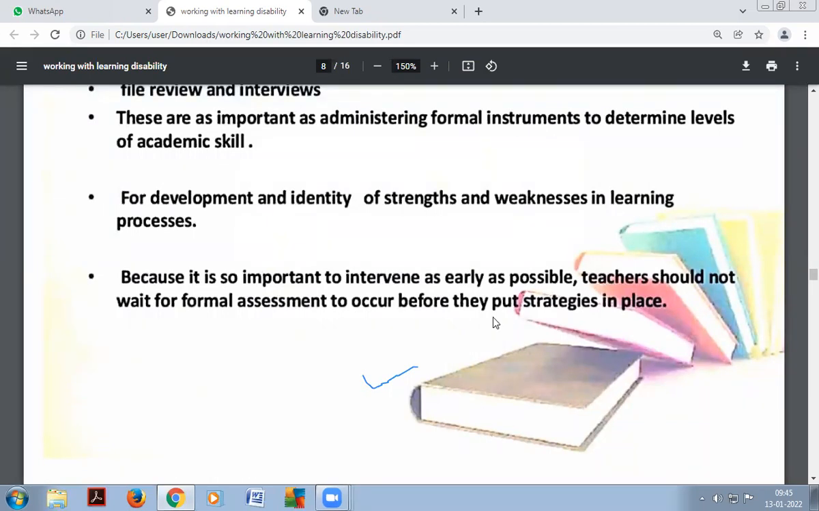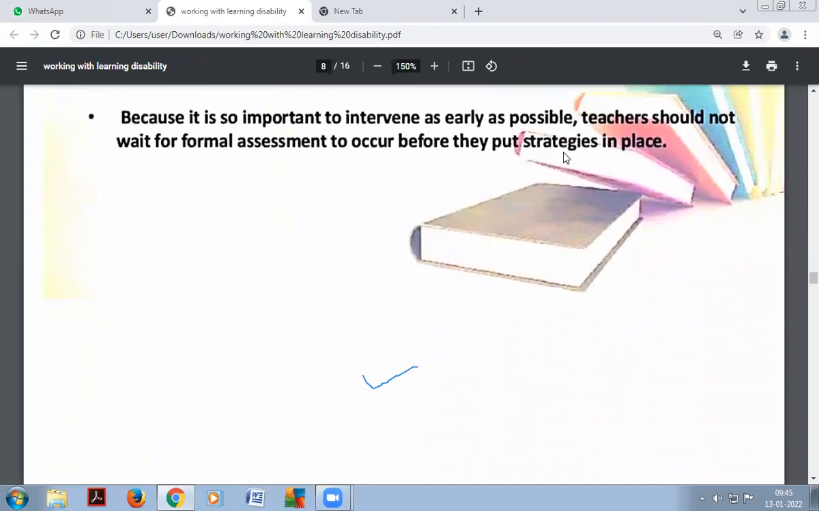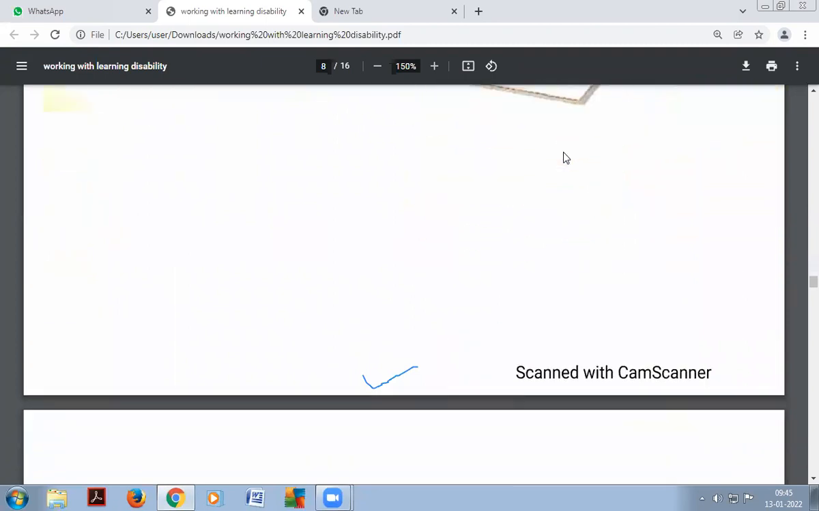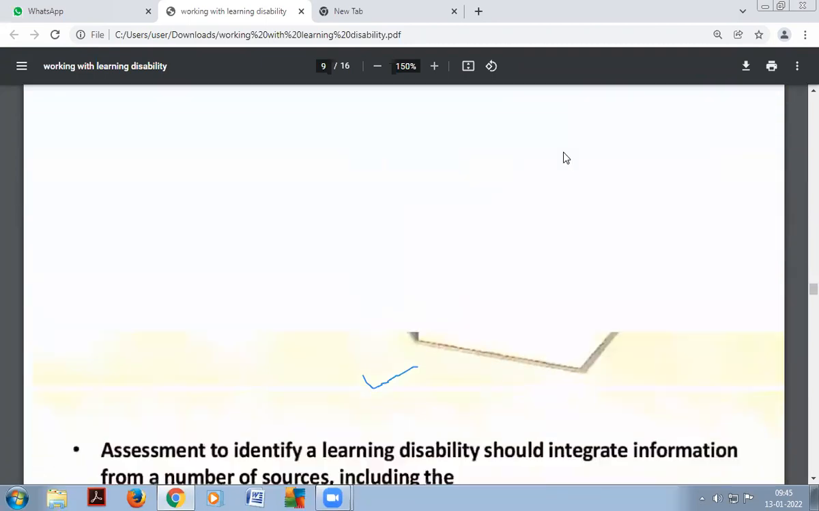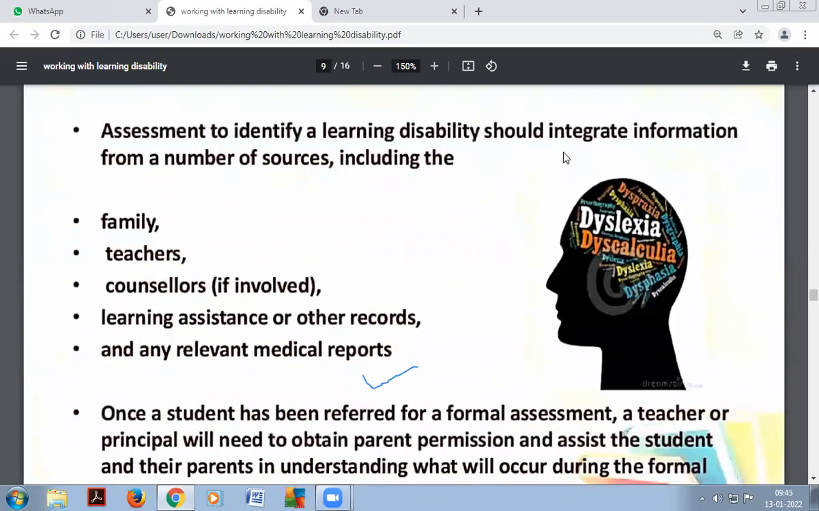Teachers should not wait for the formal assessment to occur before they put strategies in place. It means you will have to take a quick assessment. You cannot delay it for anything. You will have to make a sudden plan for this, as soon as you find these types of disorders among the students.